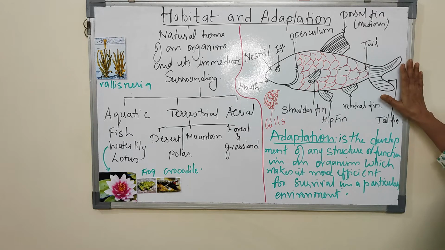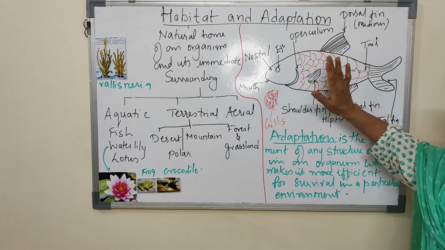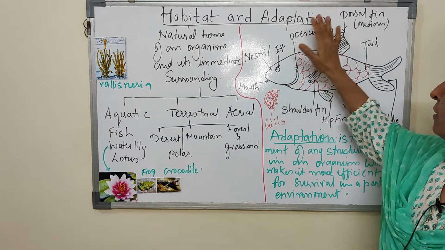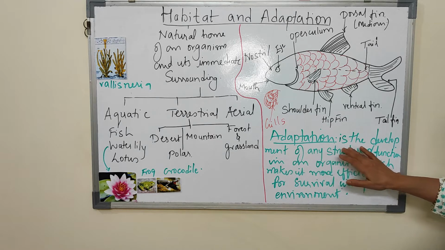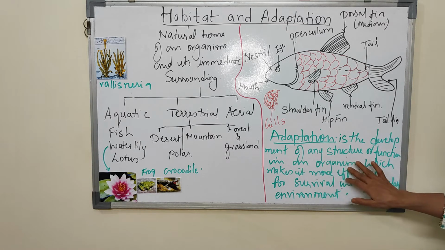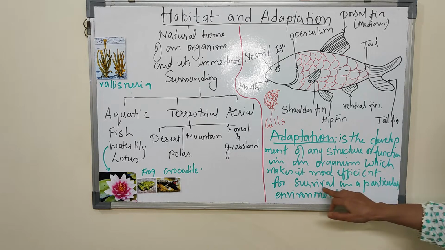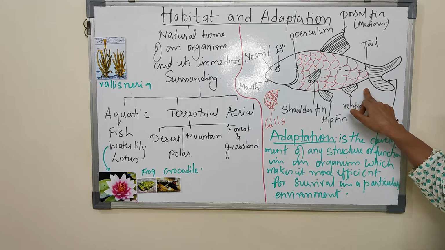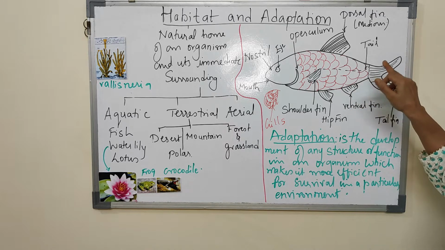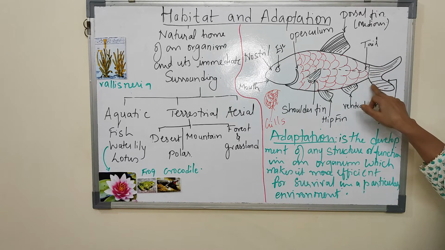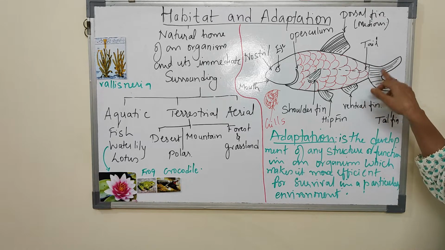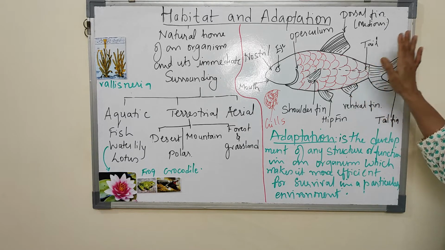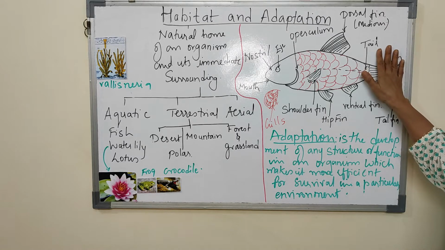So we have seen all the adaptations, the fins, the scales, the gills, which are present in the fish. So now let us just revise what is adaptation. It's the development of any structure or function in an organism which makes it more efficient for survival in a particular environment. As you have seen, this modification of the fish, which can stay in the environment, they can breed in that environment, give rise to a young one, they get food in that environment. So that's an adaptation for their survival. They survive in this water environment.